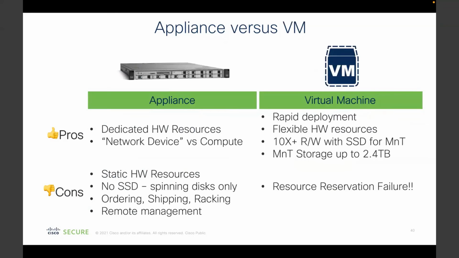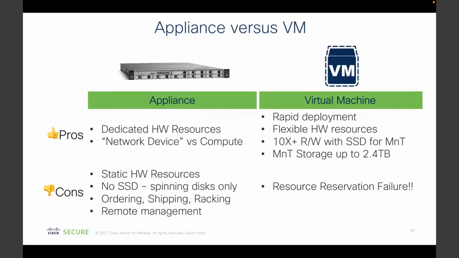The other thing is all the appliances come with 600 gigabytes of storage. So if you have a really large deployment and you want to save a lot of logs, you only get 600 gigabytes on your M&T nodes with an appliance. Whereas with a virtual machine, you can scale it up to 2.4 terabytes. So again, that kind of flexibility is really nice on a virtual machine.